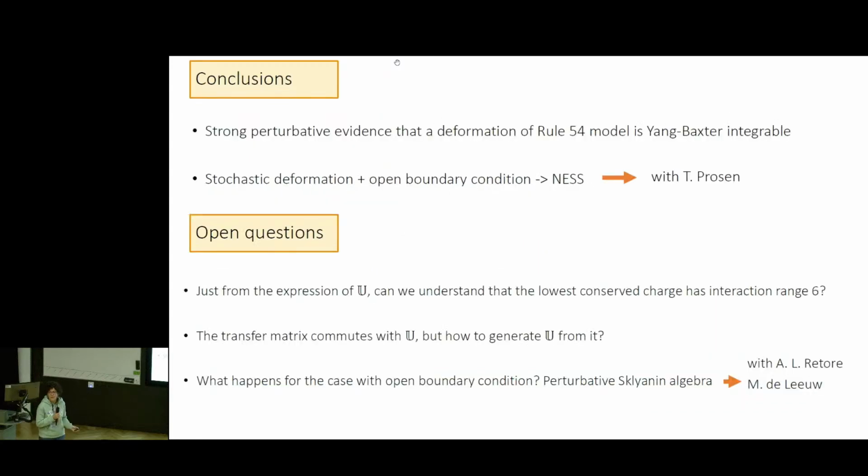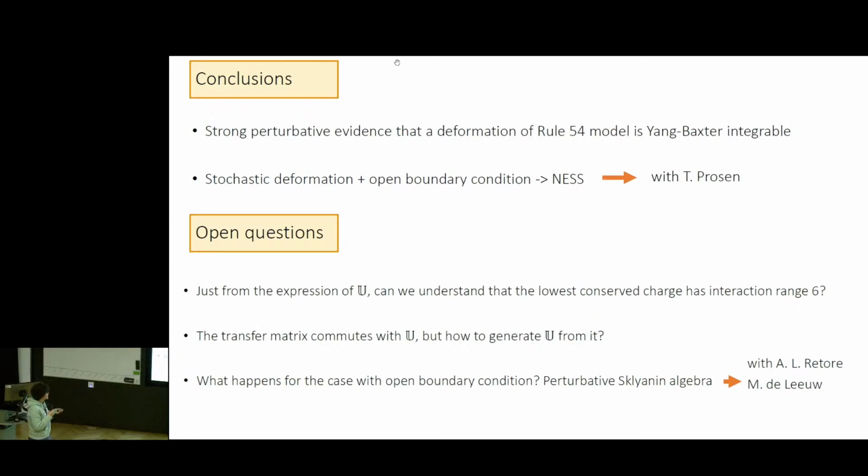Let me conclude. I was giving you very strong perturbative evidence that a deformation of the Rule 54 model is Yang-Baxter integrable. And something else that we are doing with Thomas is to take this model, so the deformation I showed is quantum, but you can also restrict it and make it stochastic, and we put some open boundary conditions and we obtain an analytical expression for the NESS. But again, the model is simple, but the expression of the NESS in terms of matrix product operators involves matrices which have infinite dimensions. There are many other open questions. First of all will be to really prove that the model is integrable, so finding the full Lax operator.